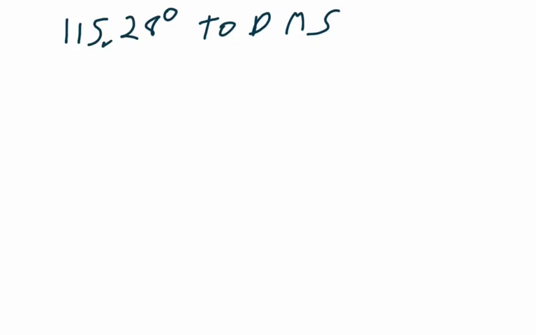Alright, starting 5.1 off, we're going to do the angle and degree measure. So if we have 115.28 and we want to change it to degrees, minutes, and seconds, what we want to do is take the 115 and just leave that as degrees. And I'm going to take the 0.28, and I know that there are 60 minutes in 1 degree.